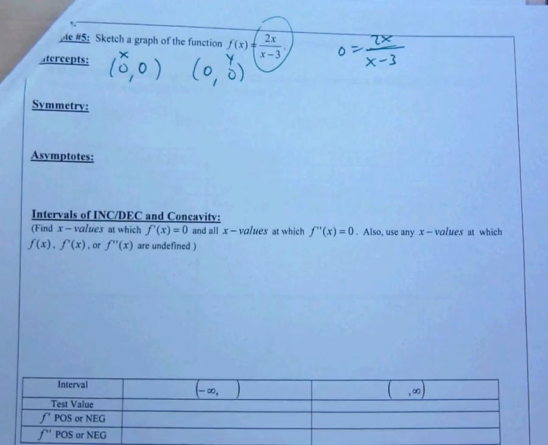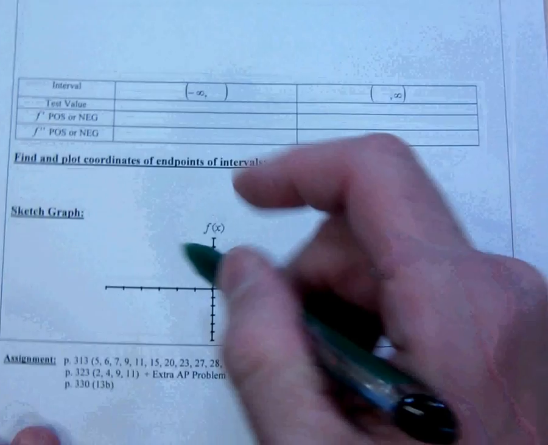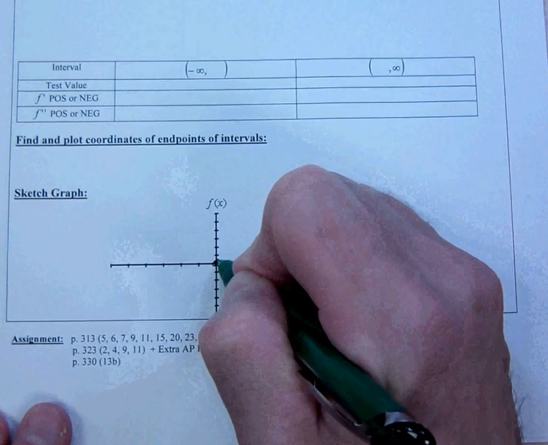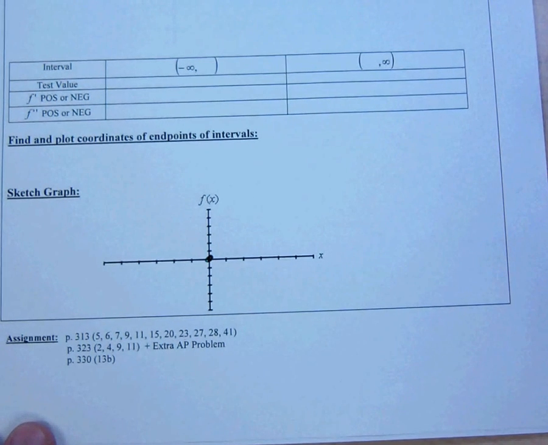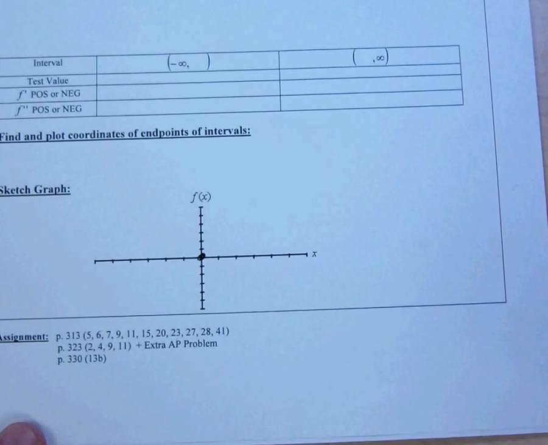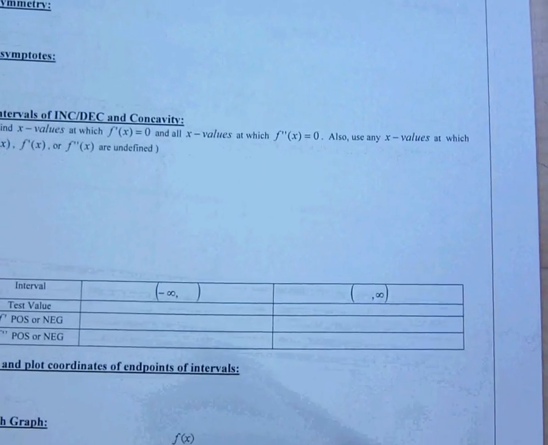Everybody agree with that? So when you go down to your graph, this, guys, is the only point where the graph could cross the y-axis or the x-axis. Nowhere else. Do you agree with that? Because that's the only intercept I found. So that's the only place the graph can cross the x or y-axis. Agreed? Okay. All right, what else?